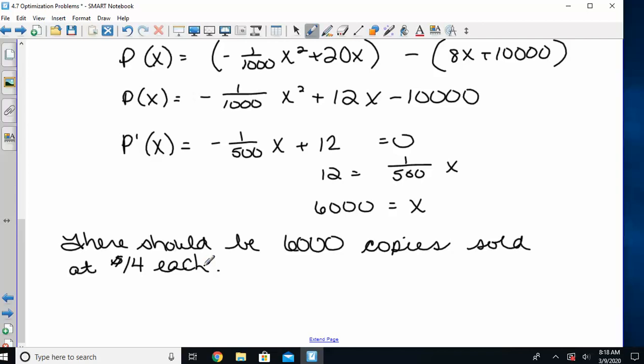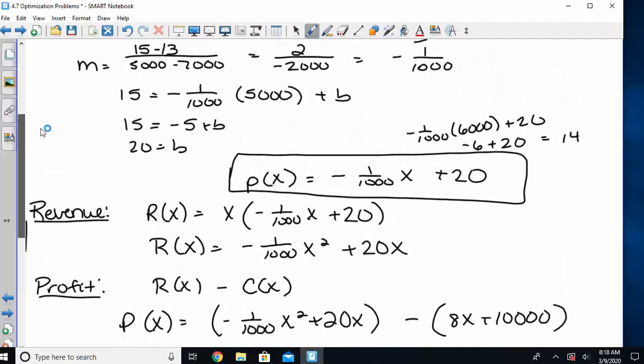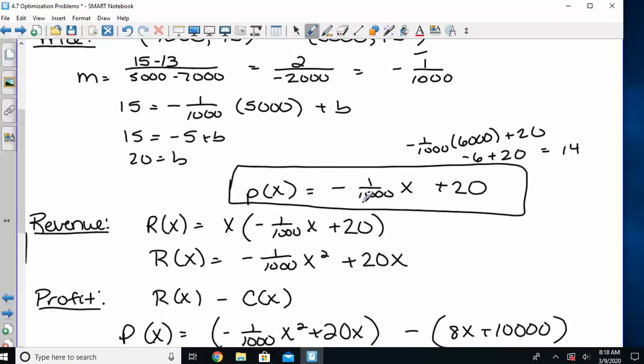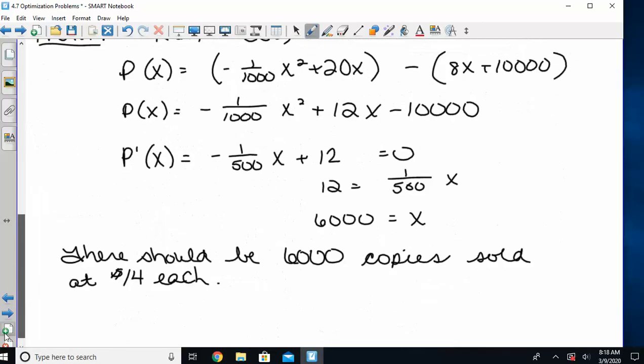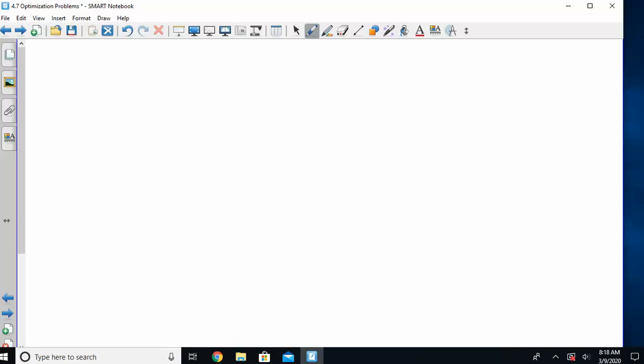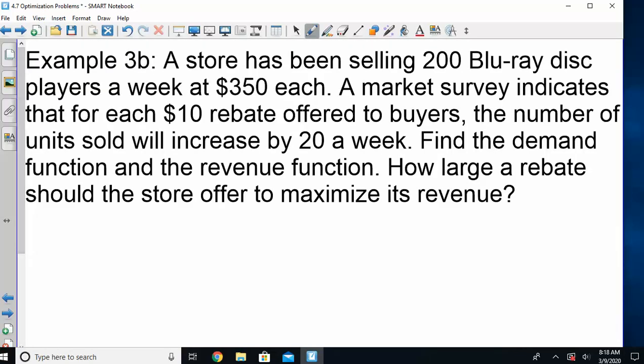Any questions there? I put it into the price. Put my 6,000 into that price equation. Other questions? So that one involved everything. We had to do cost, price, revenue, profit, all of the equations.